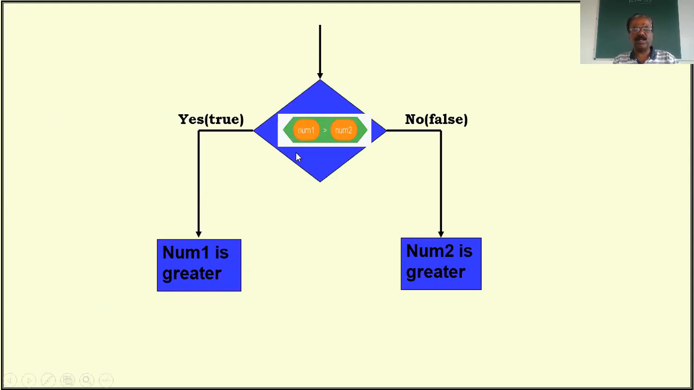Suppose I want to find the largest of two numbers. We have already discussed relational operators: greater than, less than, equal. Suppose I'm going to compare number 1 with number 2. I'm checking whether num1 is greater than num2. If the condition is true, then we have to display that num1 is greater. If the condition is false, meaning num1 is smaller and num2 is greater, then you have to display the message that num2 is greater. If the condition is true, num1 is greater. If the condition is false, say num2 is greater.